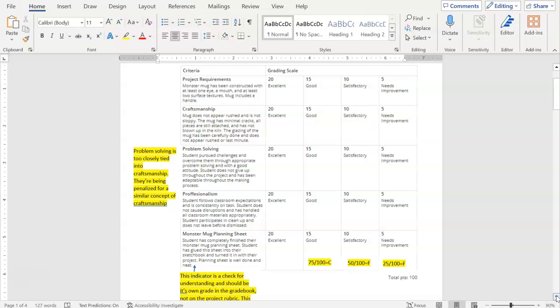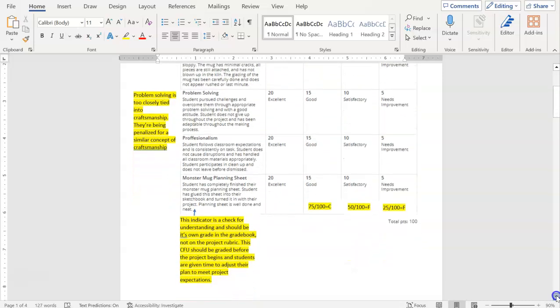That sounds great. Then the criteria below that is problem solving. And this says the student pursued challenges and overcame them through appropriate problem solving and with a good attitude. Student does not give up throughout the project and has been adaptable throughout the making process. That is very wordy, but also very vague. And in my opinion, it's too closely tied to craftsmanship. So their craftsmanship has suffered up above because of their lack of problem-solving skills or determination. So in my opinion, they're getting penalized 2 times for the same thing.